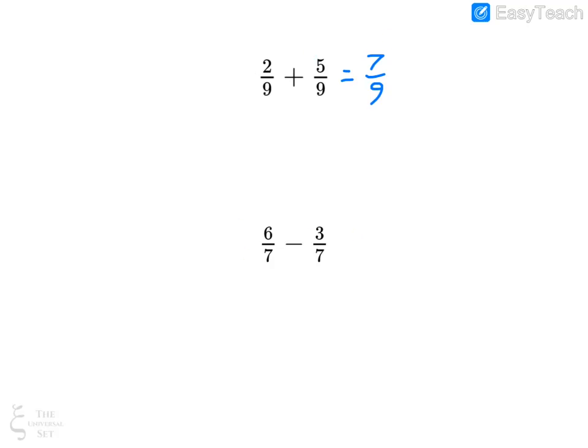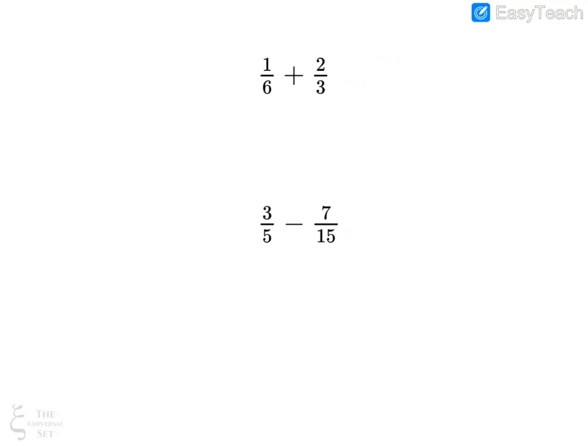Same kind of thing here when I'm subtracting. If I've got 6/7 and I take away 3/7, I'm going to be left with 3/7. Because I had 6 of them, I've taken away 3 of them, so now I'm left with just 3. And again, the denominator doesn't change.